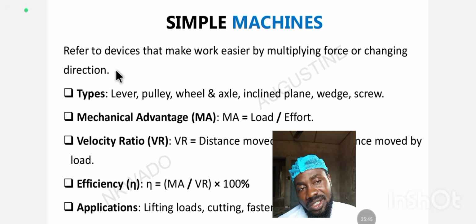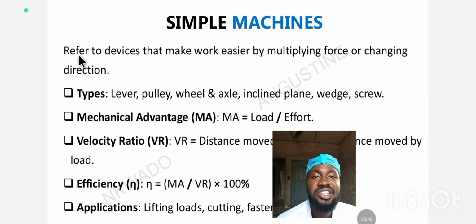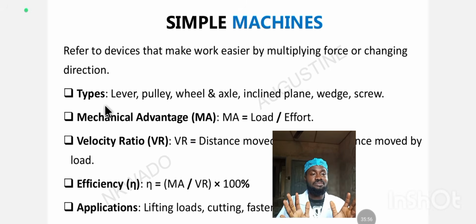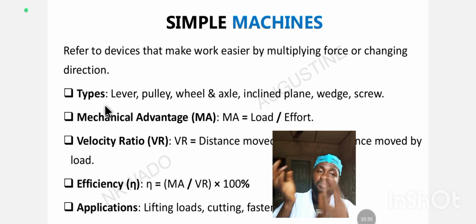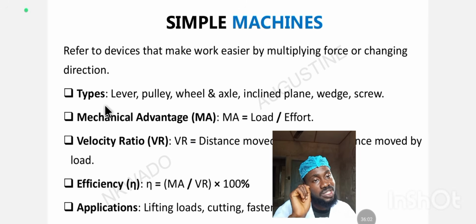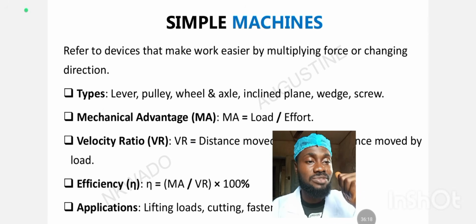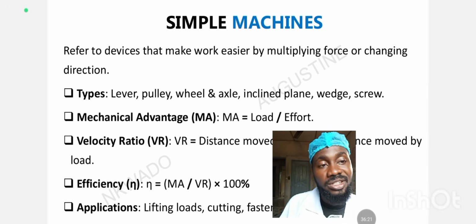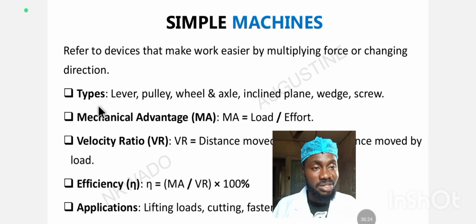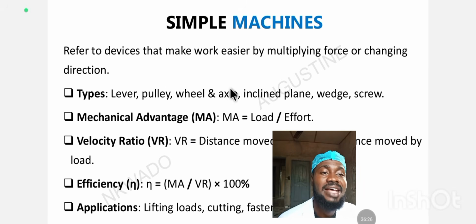Simple machines. What is a machine, or what is a simple machine rather? Machine refers to any device that makes work easier by multiplying force or changing direction. It does this either by multiplying the force. Maybe you apply 5 Newton to the machine. This machine will multiply your 5 Newton by 20 and give 100 Newtons. So that's what a machine does. Just imagine what your 5 Newton would have done, and now you are having 100 Newton. You are going to achieve a lot. The machine is going to help you achieve a lot. That's why it makes work easier.